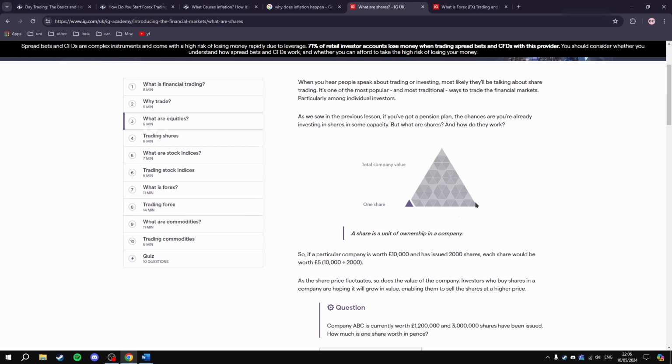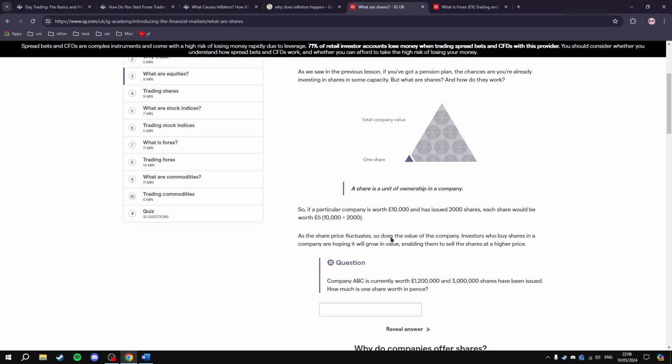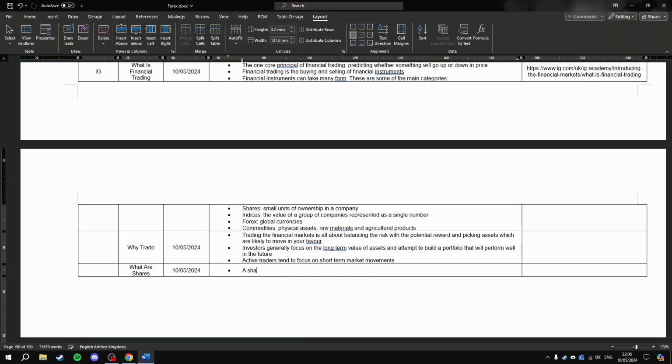So we've got the triangle. Total company value is the triangle, one share is that little bit of a triangle. A share is a unit of ownership in a company.